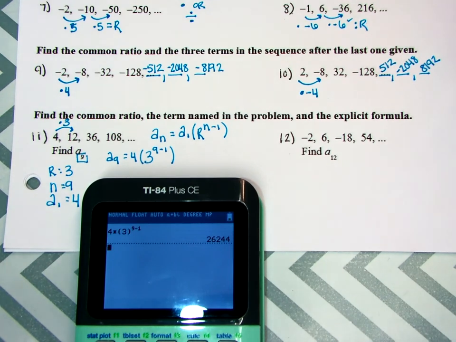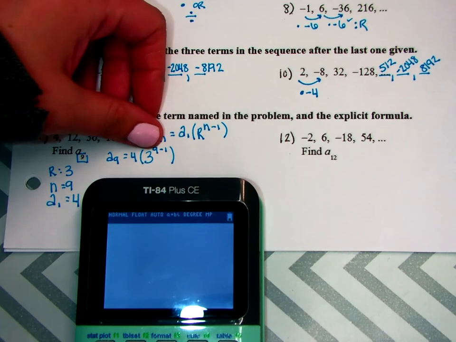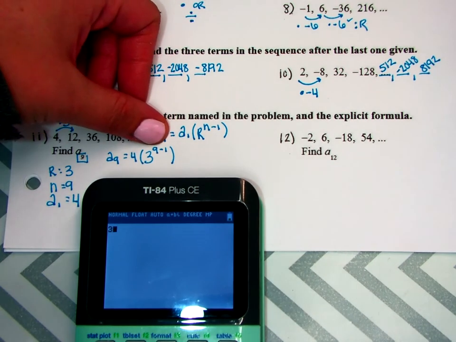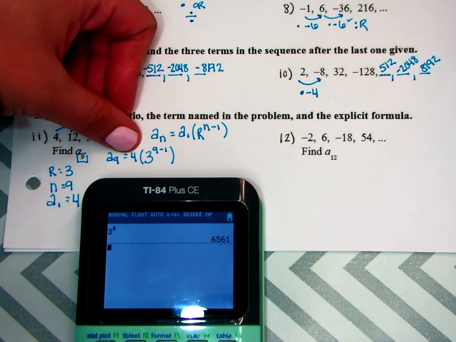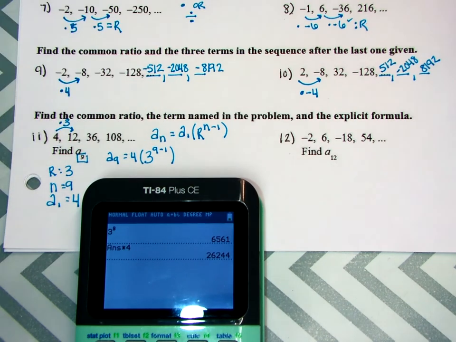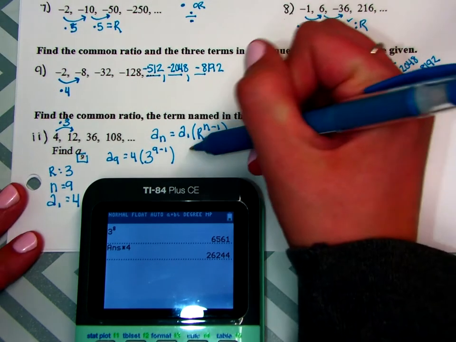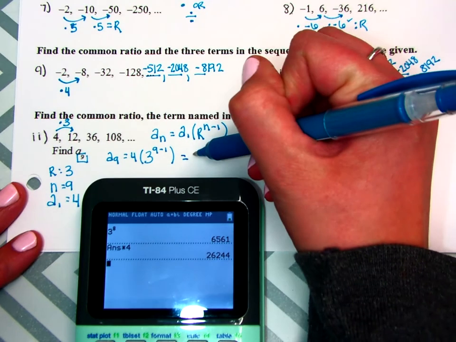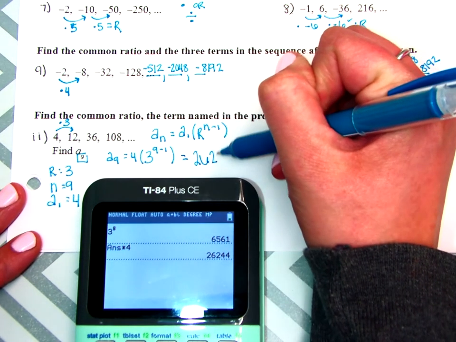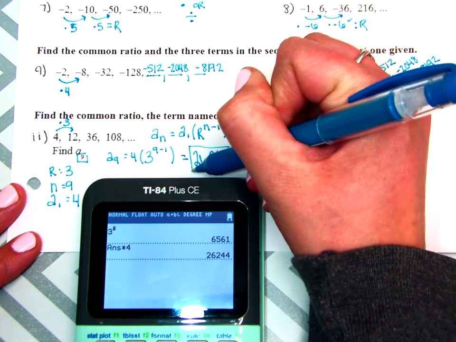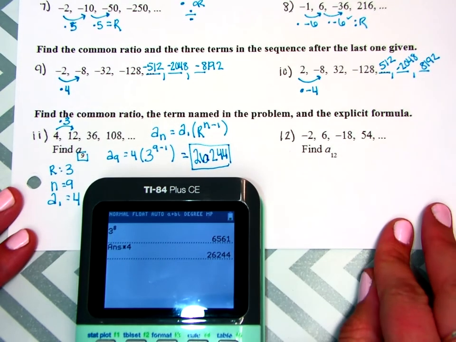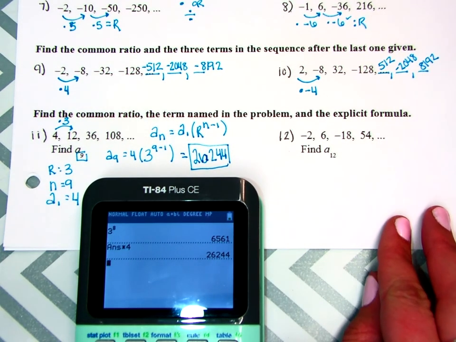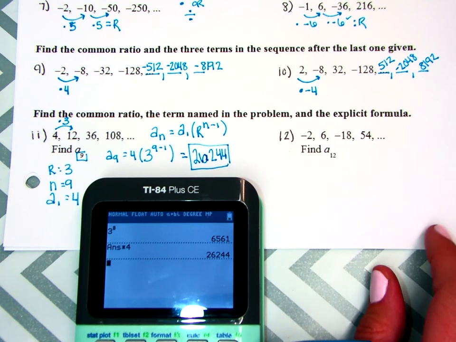Now, let's say you didn't want to do it this way. You can do it one step at a time. So 3 to the n minus 1, which is 3 to the 8, and then I can just multiply that by 4, and you get the same answer, okay? So our a sub 9 value is 26,244. Now, your geometric sequences might be larger than arithmetic because you're multiplying, so if you're going up and increasing, the numbers can get quite large.